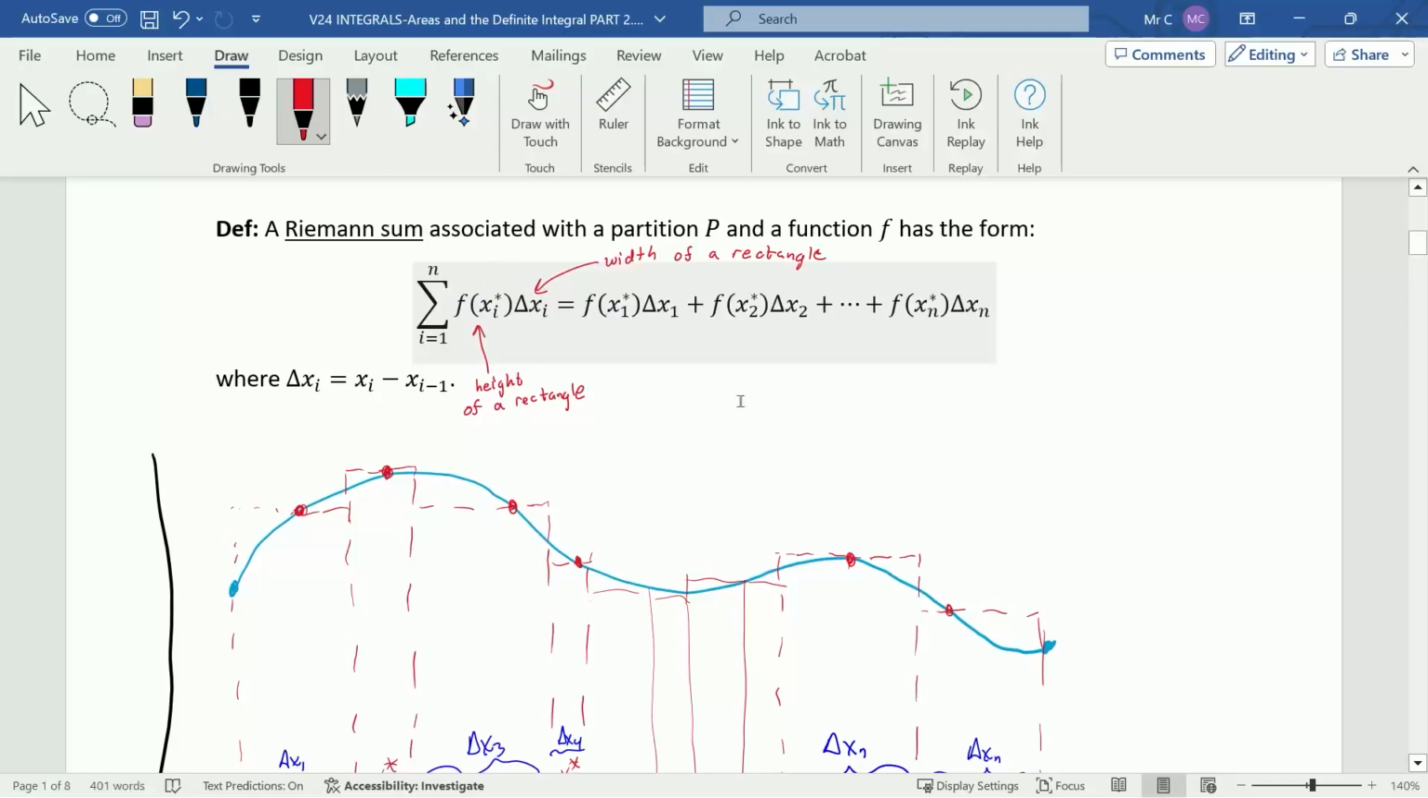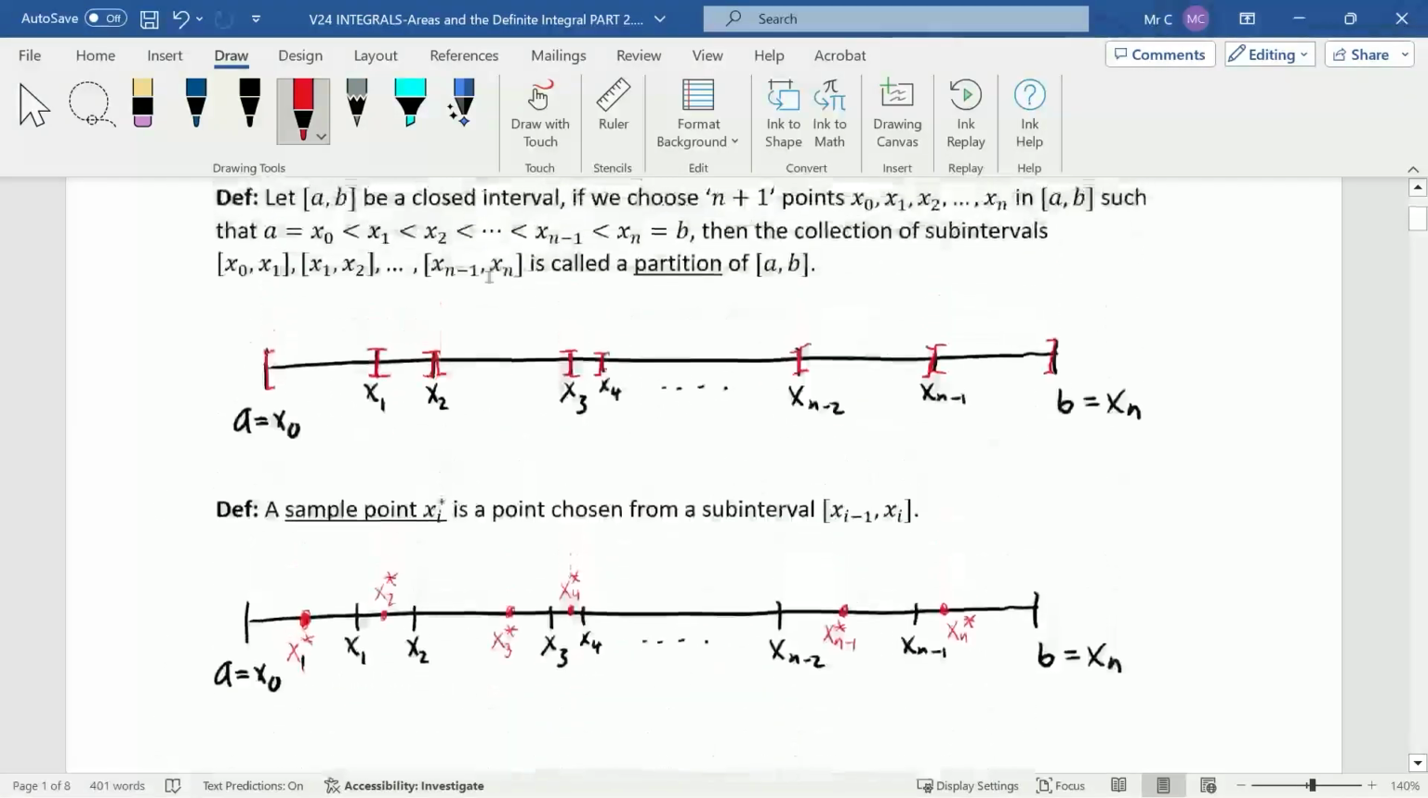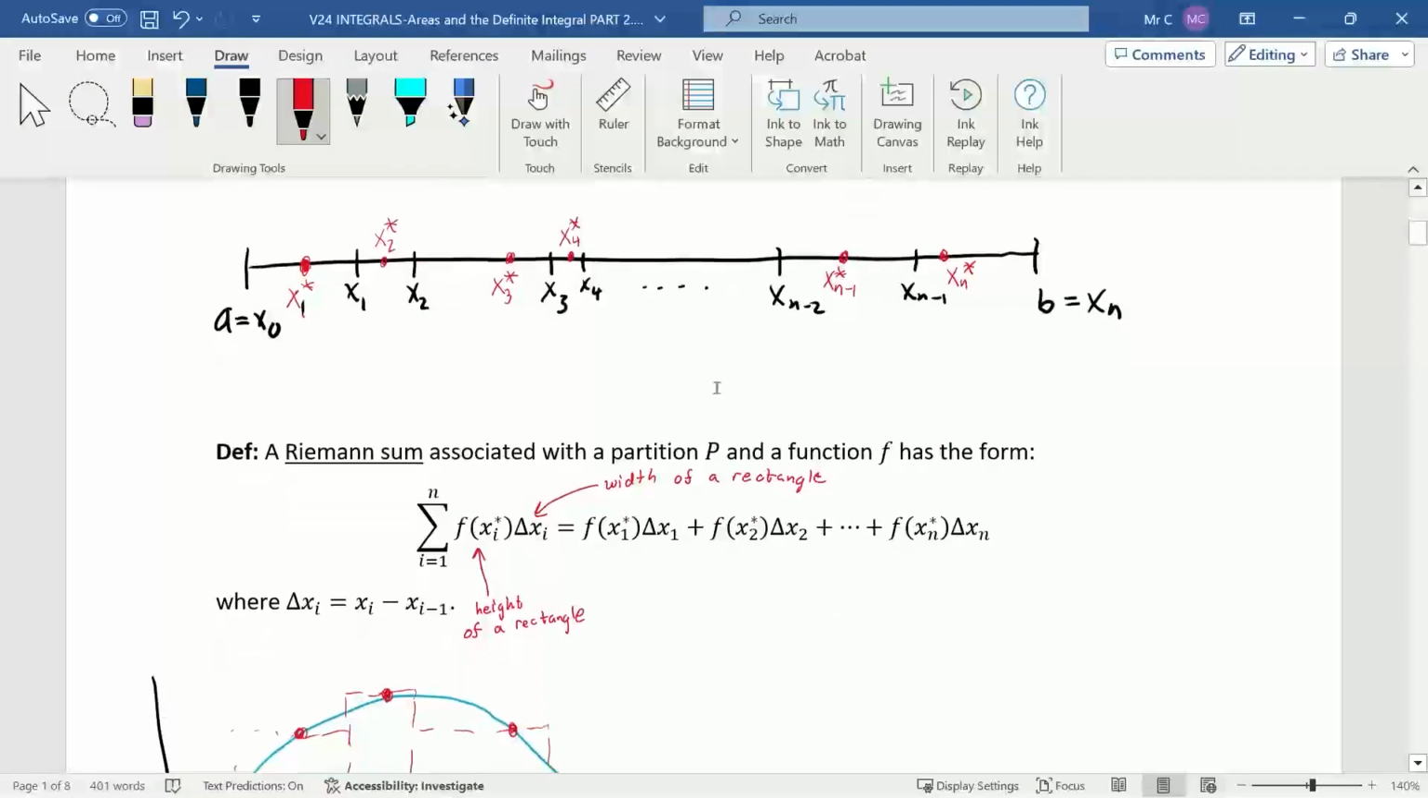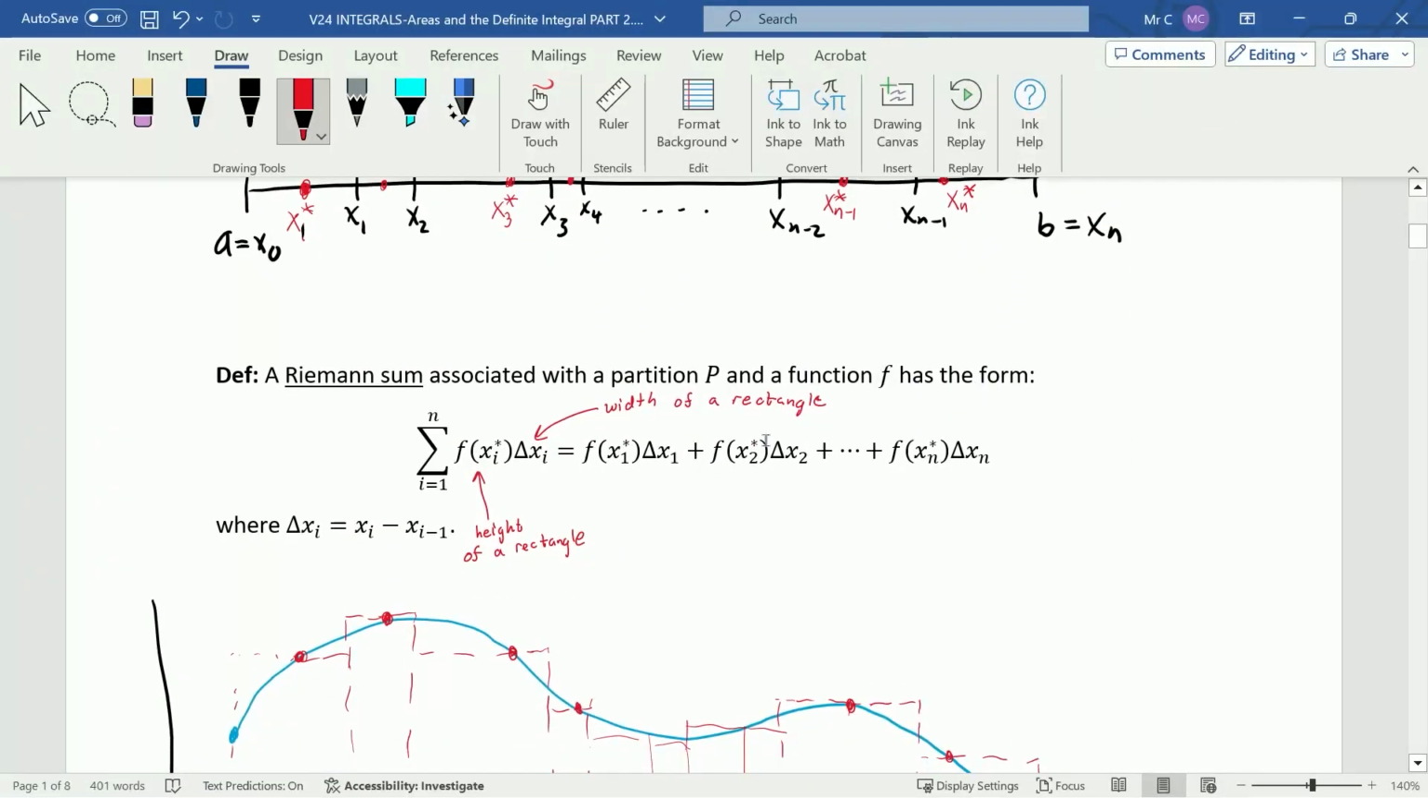Okay, and so now the big definition: a Riemann sum associated with a partition P, in other words, a way of dividing up the interval, a partition P, and a function f has the form the sum from i equals 1 to n of f of x sub i star times delta x sub i. And again, that's just the sum of the heights times the widths of the rectangles. In other words, the sum of the areas of each rectangle. So you might call this area 1, area 2, area n, and so forth.